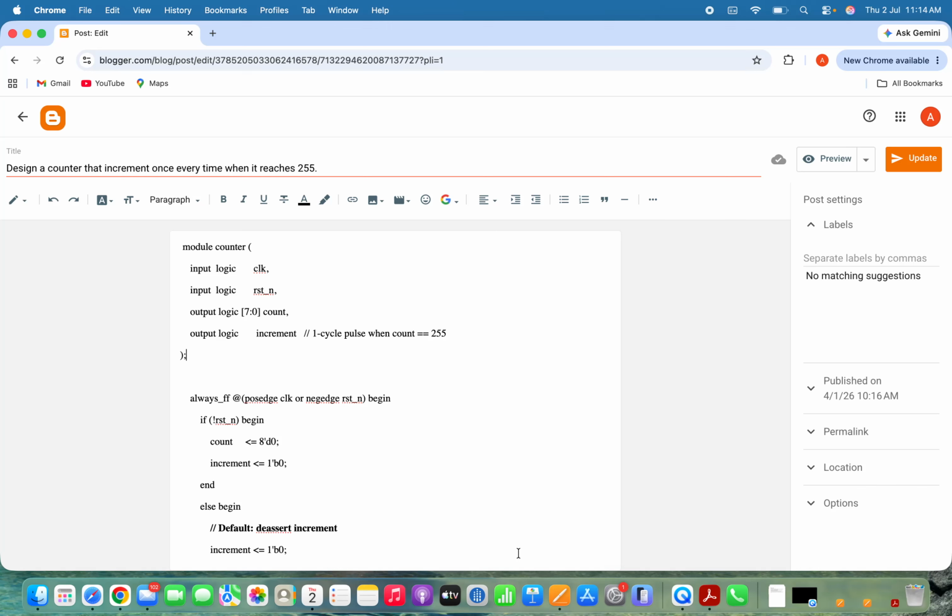Hi everyone, in this video we will design an 8-bit counter that generates a 1 clock cycle pulse whenever the counter reaches its maximum value, which is 255. Let's understand the code step by step.